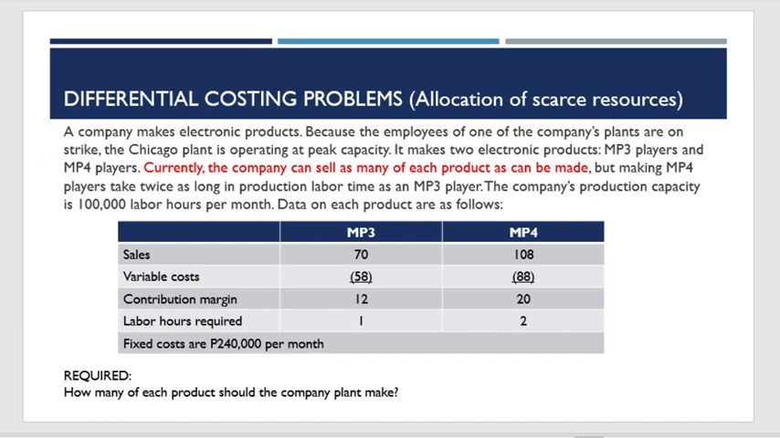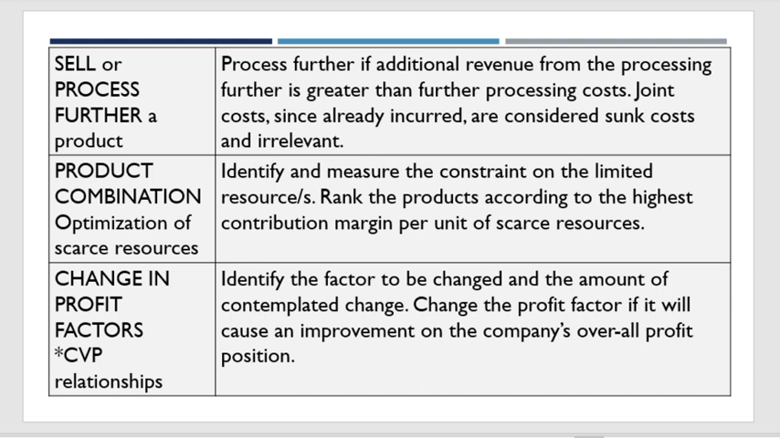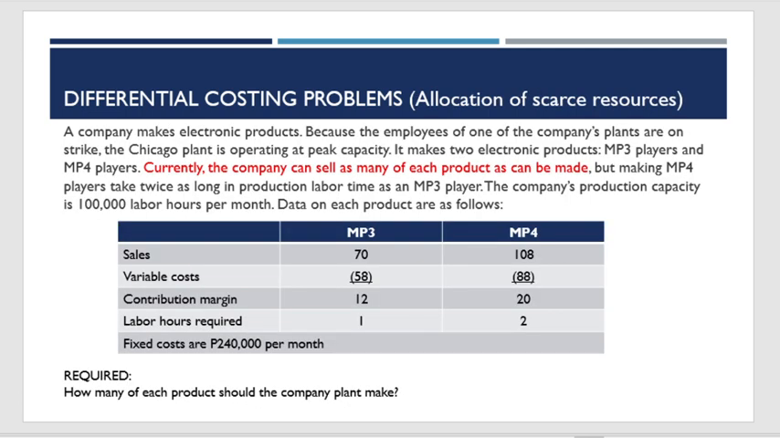Let us take a look at our decision criterion related to the allocation of scarce resources. According to the allocation or optimization of scarce resources, we first identify and measure the constraint on the limited resources. So we identify the resource, which is the labor hours. We rank the products according to the highest contribution margin per unit of scarce resources. So please take note of that and please remember that. Contribution margin per unit of scarce resources.